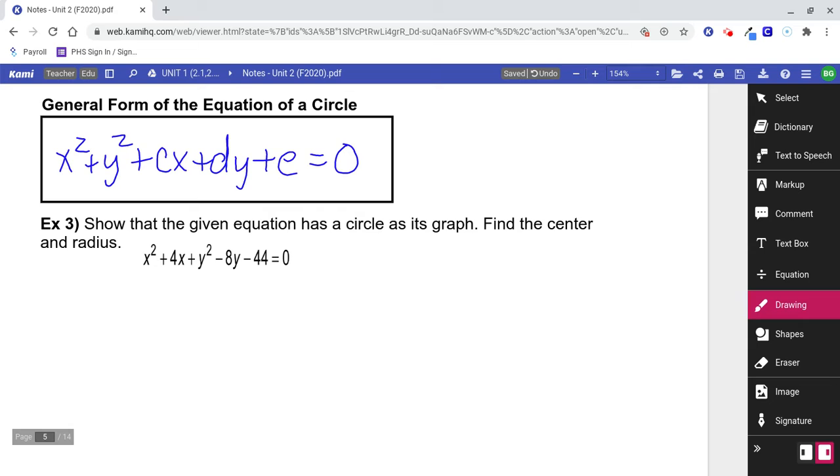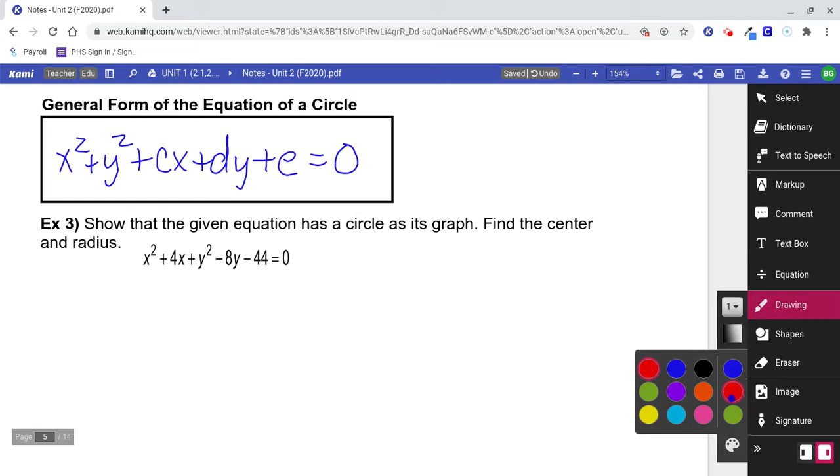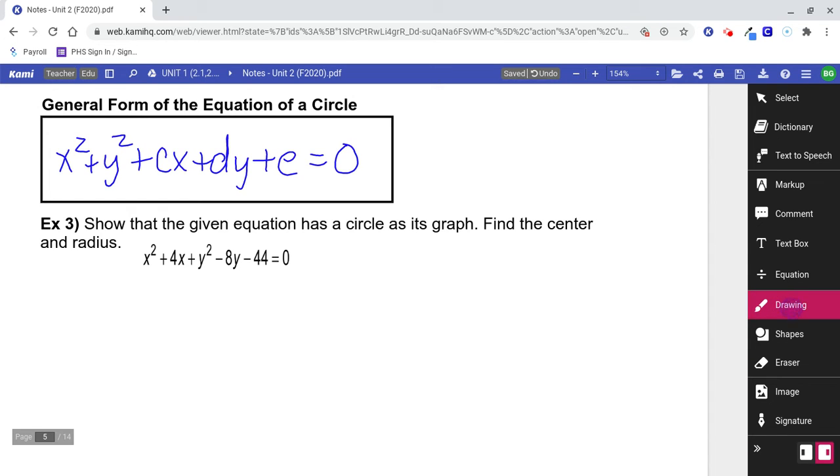Okay, so there's an example on your homework, I believe, but I didn't put one in the notes. So I want to show you what a typical question might look like. So let's say we have this center radius form.